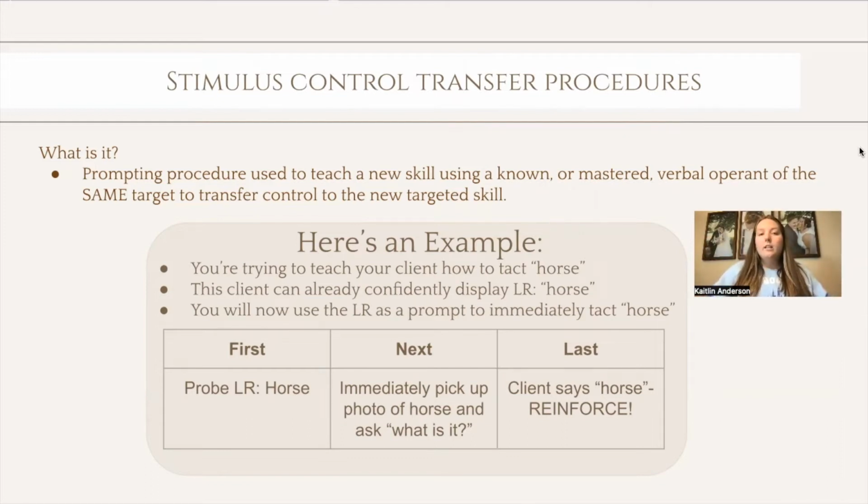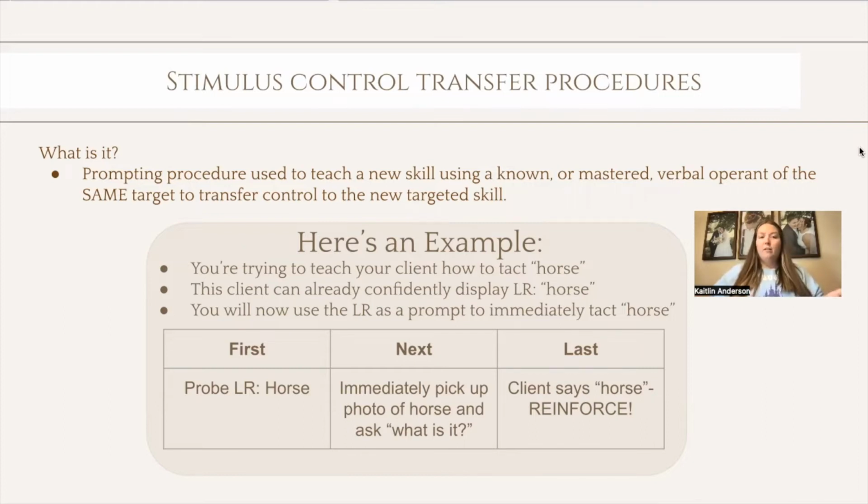The client already knows how to identify a horse in a field for listener responding. So you could lay out 5 pictures of different farm animals, and they can independently find the horse after you say, touch the horse. They can do that skill. They already have it. It's already in their mastered repertoire. So you will now use that LR that they know and use it as a prompt to immediately tact horse.